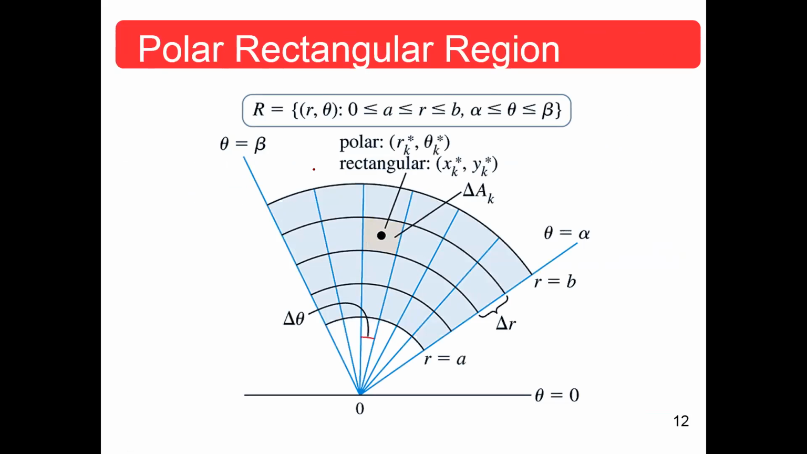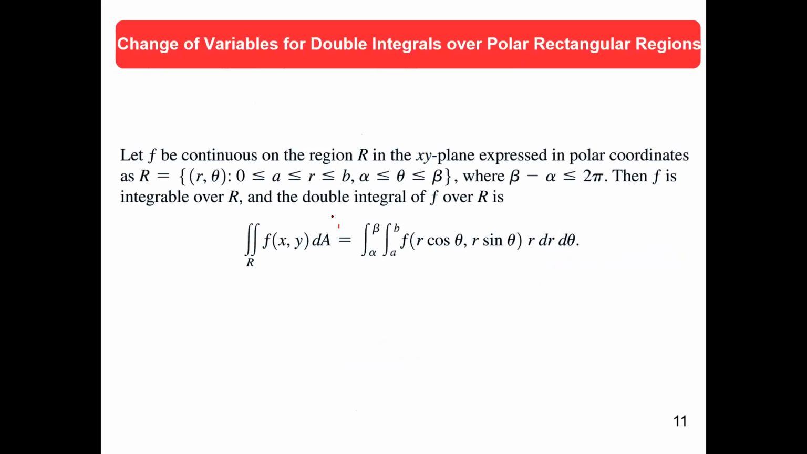So the next question is, if we try to look at the double integration of this, suppose I have a sector, right? Angle theta between alpha and beta, and radius between A and B. How do I do the double integration? Okay. So the double integral of f of x, y, dA over R.